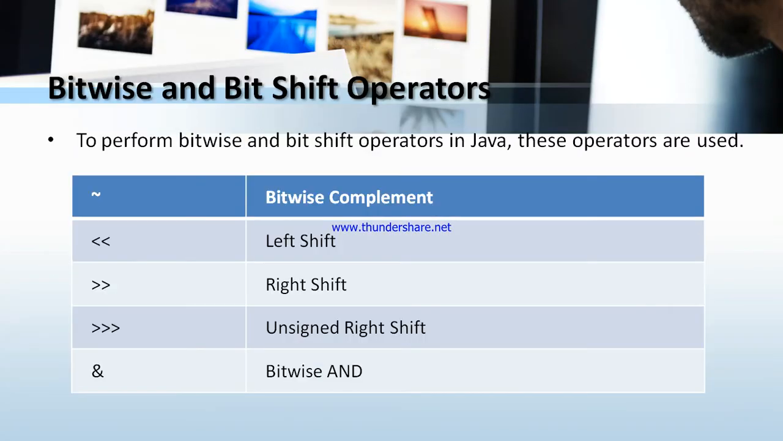So the next one is the bitwise and bit shift operators. To perform bitwise and bit shift operations in Java, these operators can be used. Here there are operators like left shift, right shift, and unsigned right shift. You already have an idea. These are complicated ones, and we rarely use them in Java programming. So in future classes, if necessary, we will go for applying the bitwise and bit shift operators with demos.